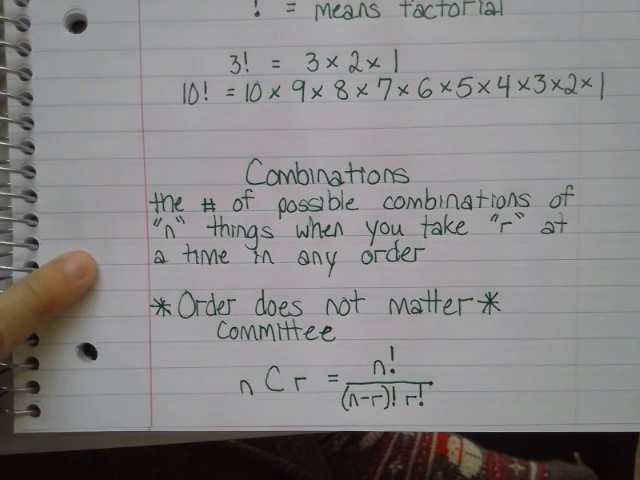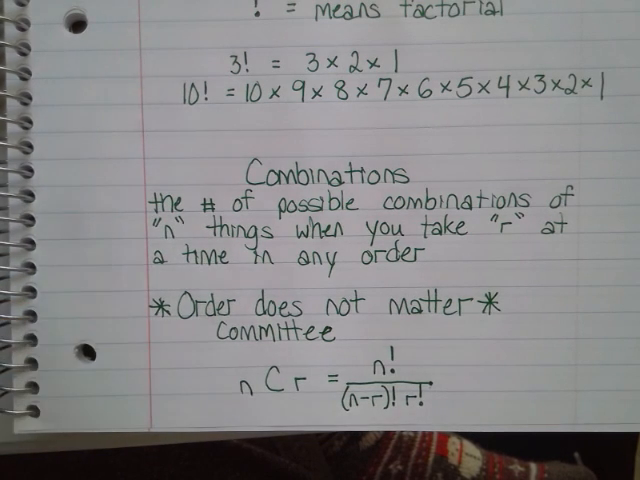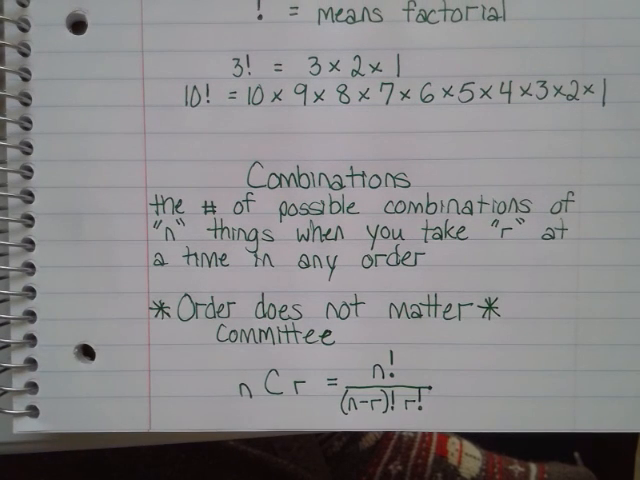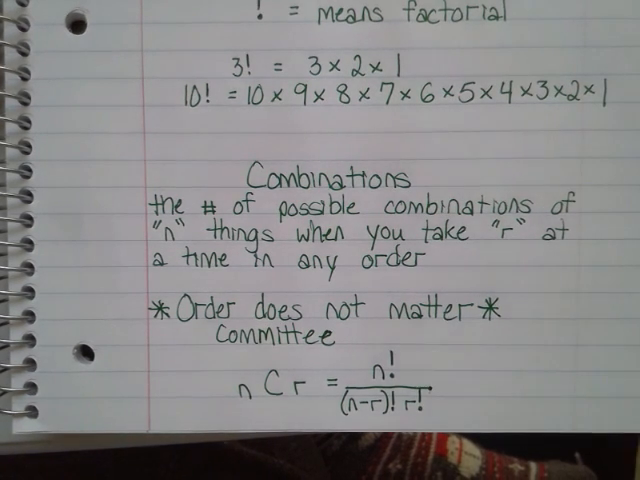Combinations is normally a smaller number than your permutations. The reason for that is it doesn't matter if you pick something first, second, or third, or fourth, it's still counted the same. So combinations is normally a smaller number than permutations.